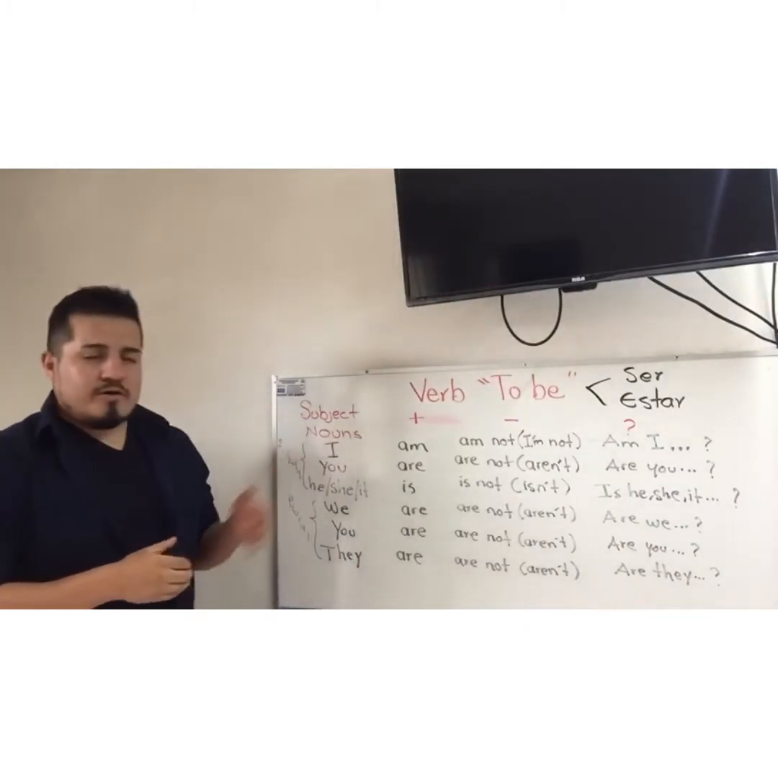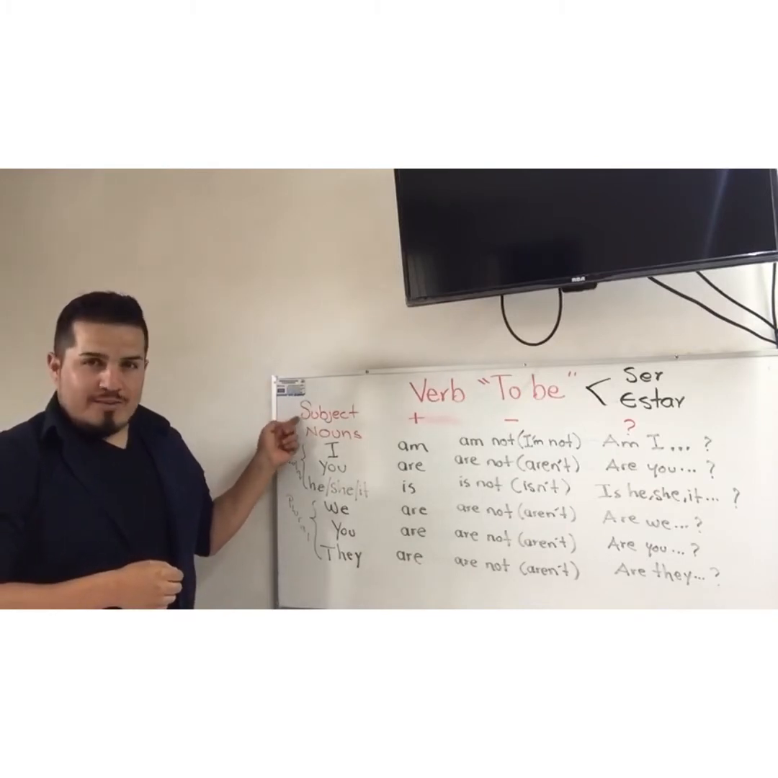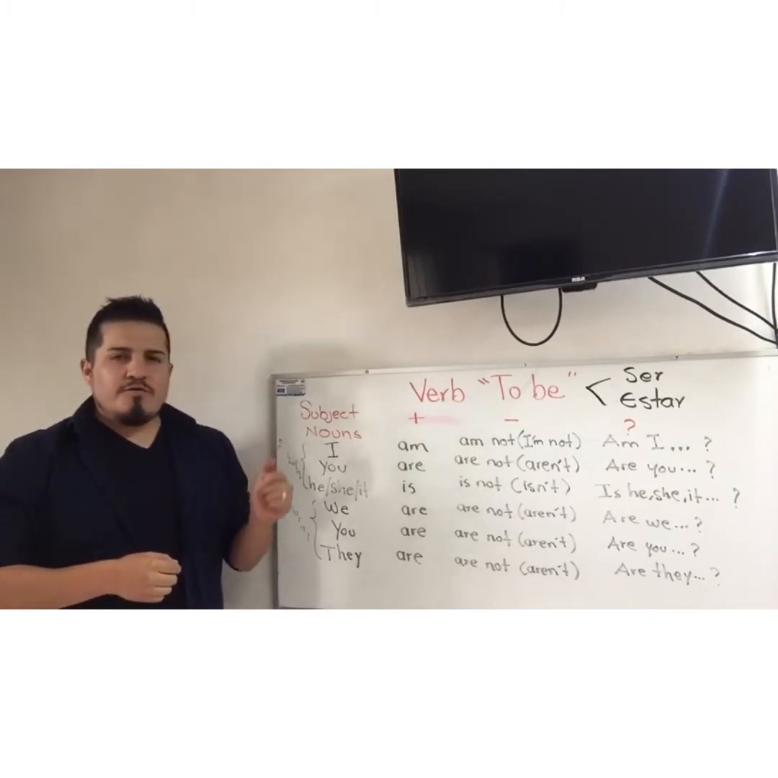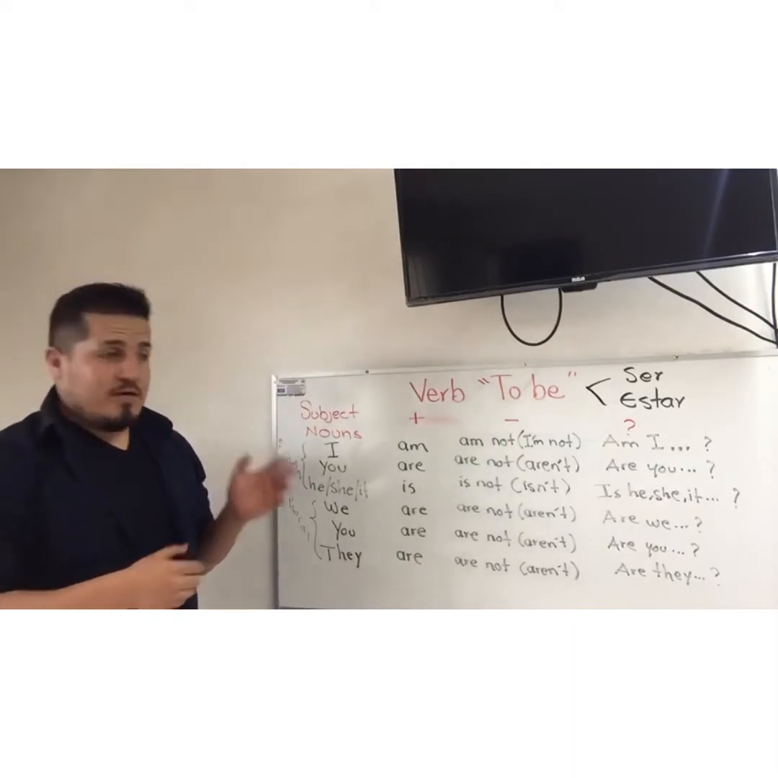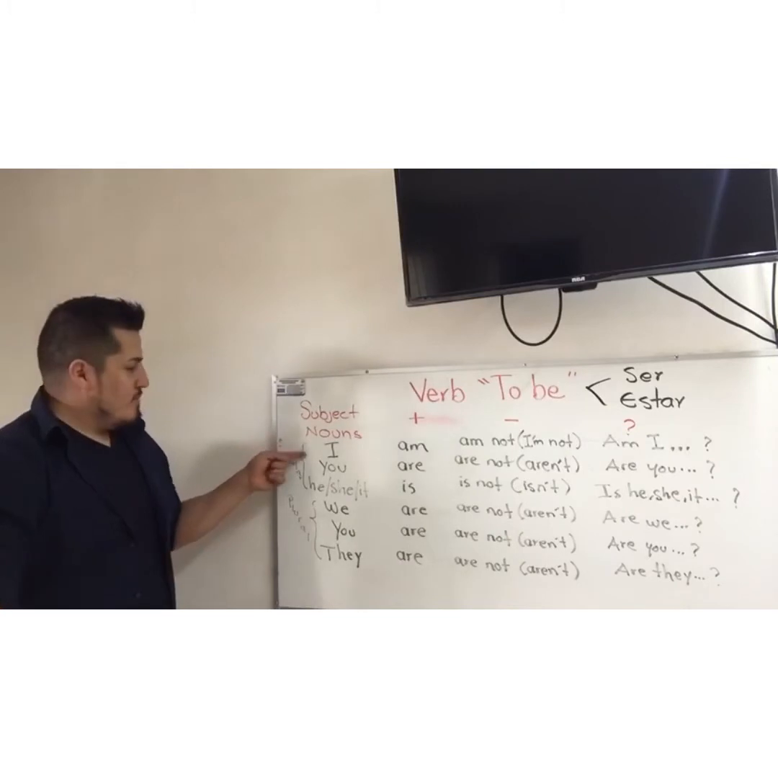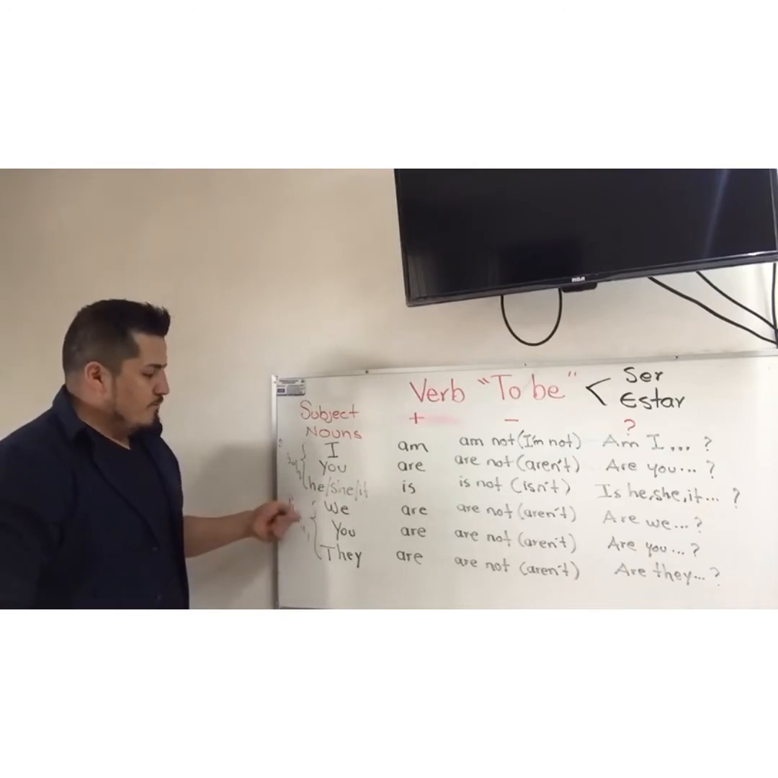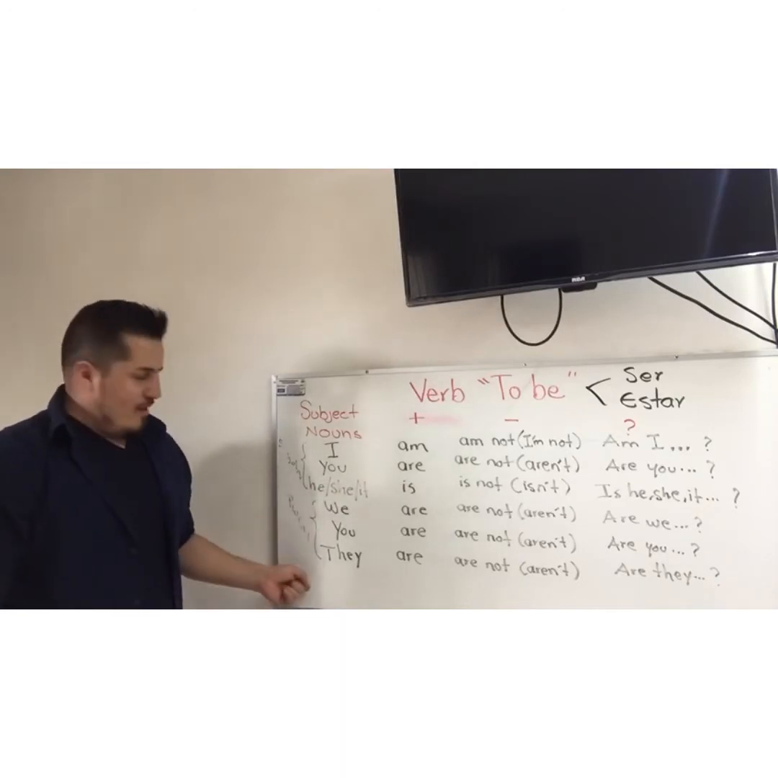So we can conjugate the verb to be. The first thing we need is a subject or a personal pronoun. The personal pronoun is very important in our sentence because it's the person who is doing the action. Our personal pronouns are I, you, he, she, it, we, you, and they.